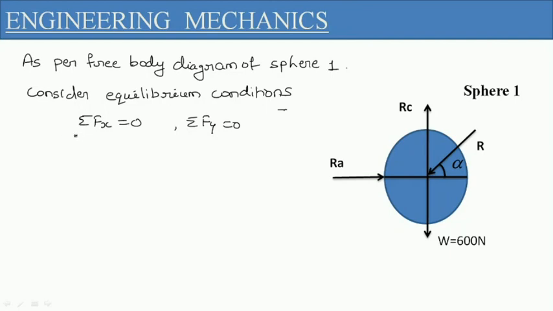So let us consider first equilibrium condition, summation of Fx equals to 0. So as per this diagram we will define all the forces which is acting in x direction. So here how many forces are acting in x direction? X direction forces are Ra, and it is acting in this direction, so it will be in positive x direction. So we will write Ra as positive, and another force that is acting in x direction we will define with component of R.